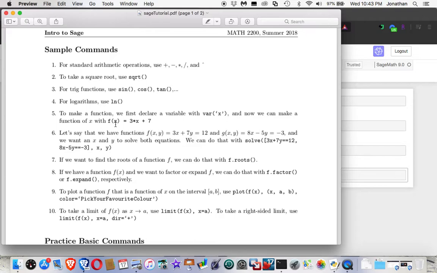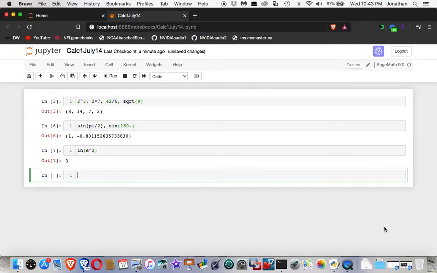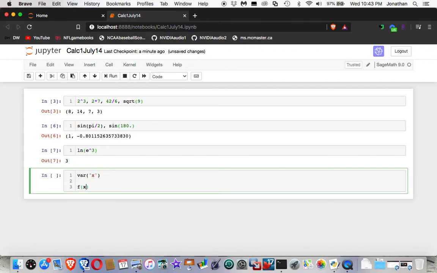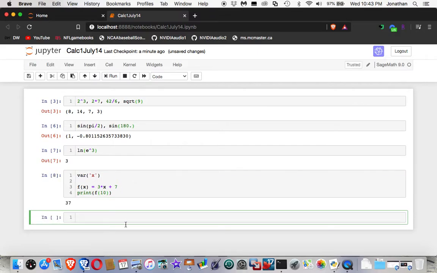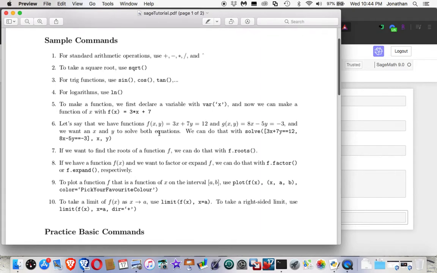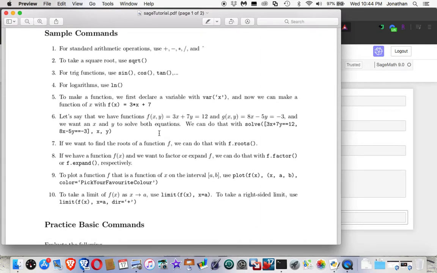Okay, so let's make some functions. I first have to declare that x is a variable, and then I can make the function f of x equals 3 times x plus 7. Let's say we want f of 10. We would expect this to be 3 times 10 plus 7, so I'd better get 37, which is exactly what I get. Let's see, so then we can solve some equations. For this one, we're going to solve a system of equations for two variables, x and y.